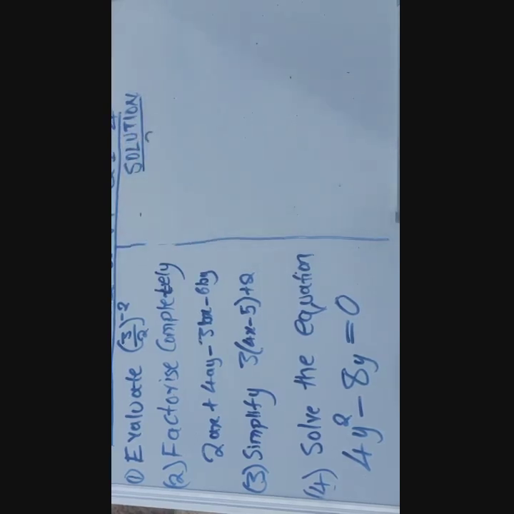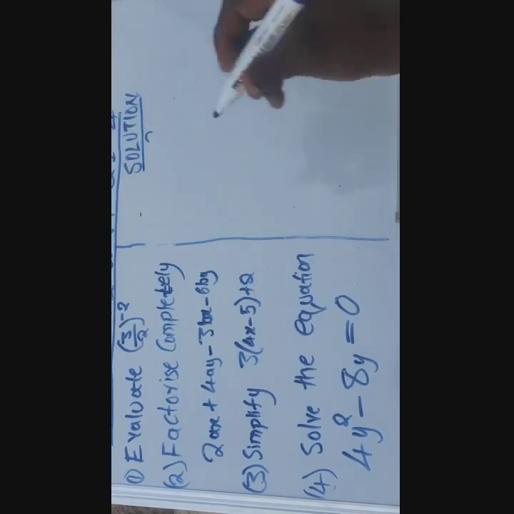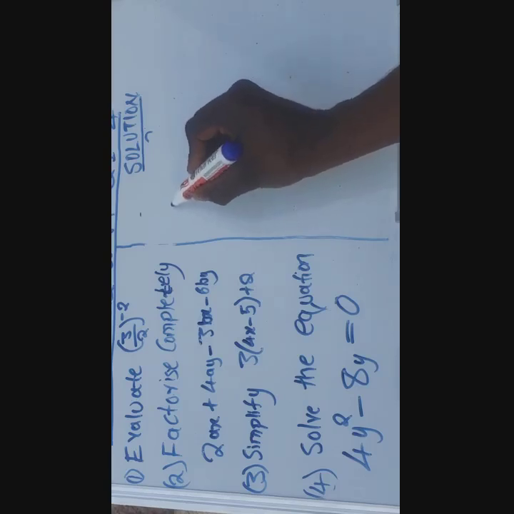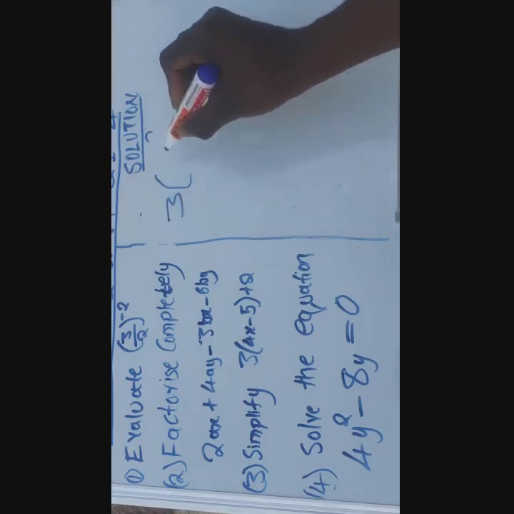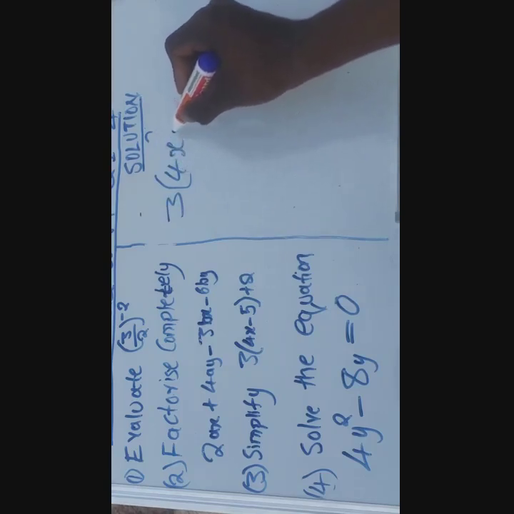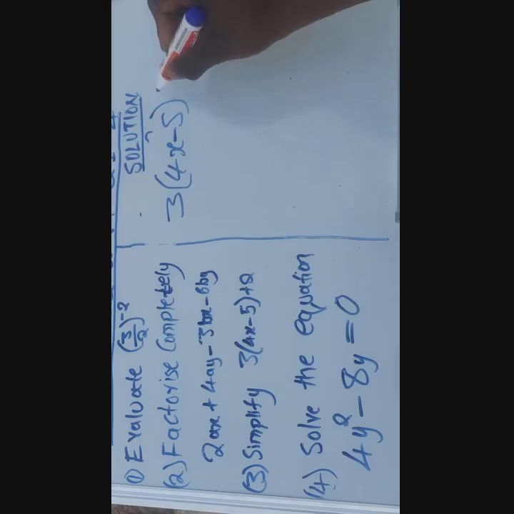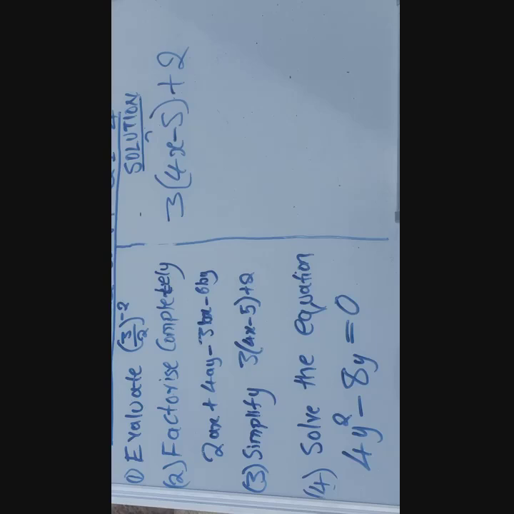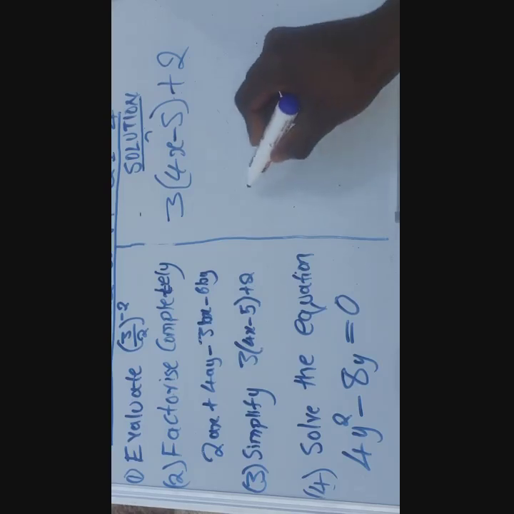Okay, so question 3, we've been taught to simplify. So simplify the equation 3 open brackets 4x minus 5 close the brackets, then plus 2. So simplify simply means make it simple. So question 3, we've been taught to simplify this equation, meaning we've been taught to make this equation simple. So how can you make this equation simple? We follow what we call BODMAS.